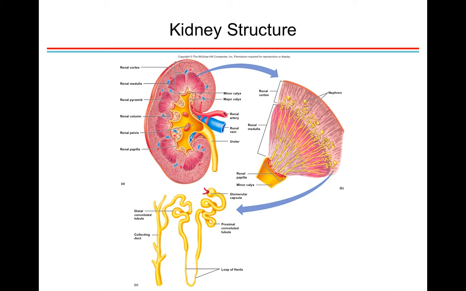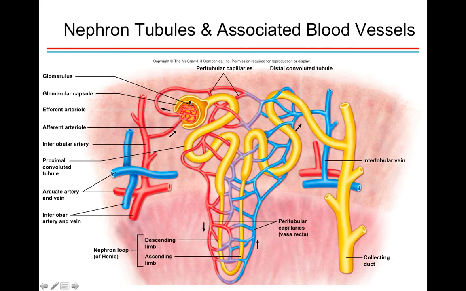And each renal pyramid drains into a minor calyx, and then that goes into a major calyx, and then into the renal pelvis. So here we see one renal medulla, and this can drain into the minor calyx, and then drain into the major calyx after that. And you can see the major calyx over here. The minor one is at the top.